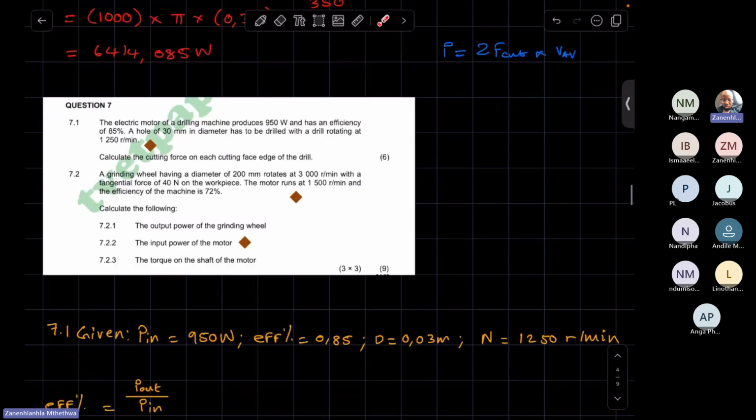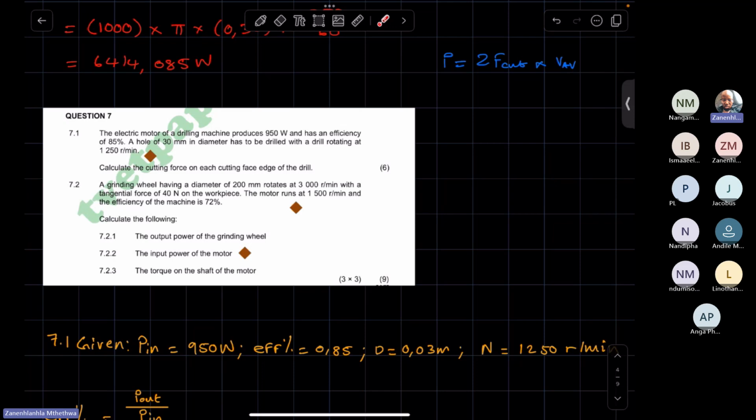All right. Now let's look at the next one. 7.2. A grinding wheel having a diameter of 200 millimeters rotates at 3,000 revs per minute with a tangential force of 40 newtons on the workpiece. The motor runs at 1,500 and the efficiency of the machine is 72%. Calculate the output power of the grinding wheel.